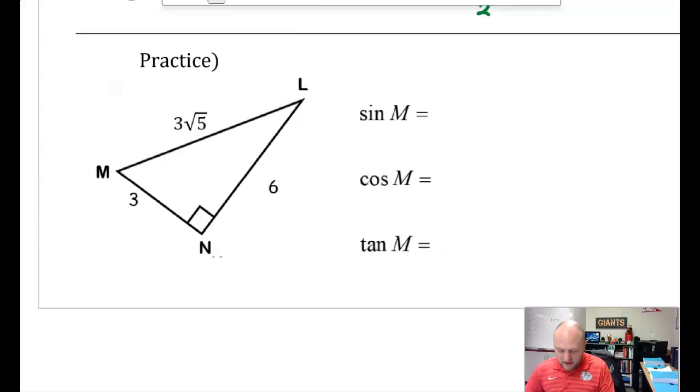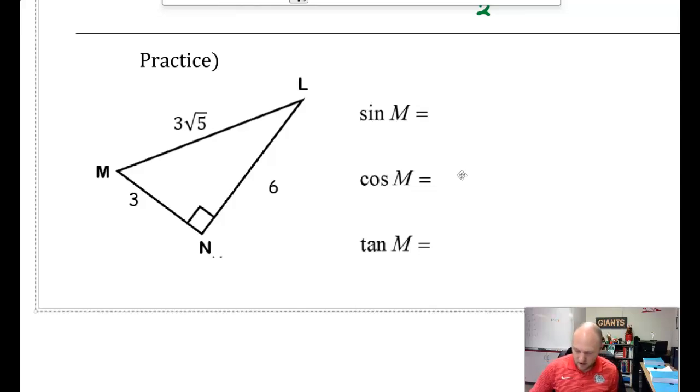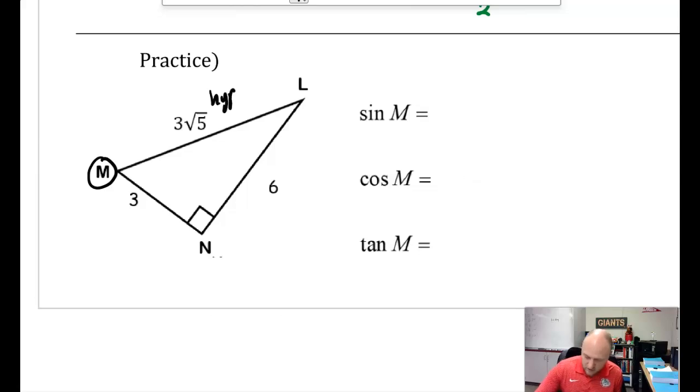All right, so that's going to do it for examples. Here's the last practice problem. Please try this. Double check, make sure you got the ratios, and then reduce if need be. Okay, hopefully you went ahead and labeled. Here's M, so 3 root 5 is your hypotenuse, 6 is the opposite side, and 3 was the adjacent side.